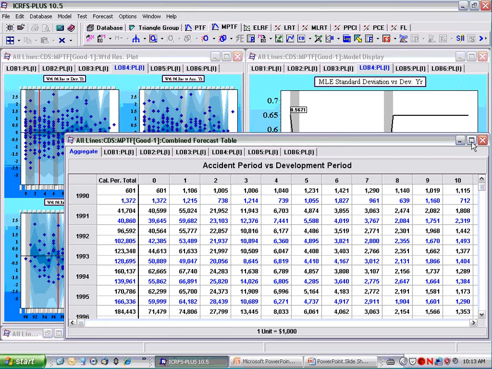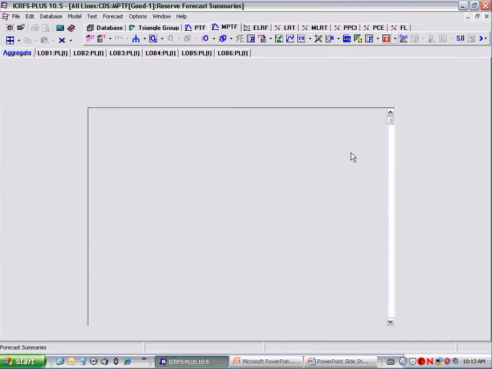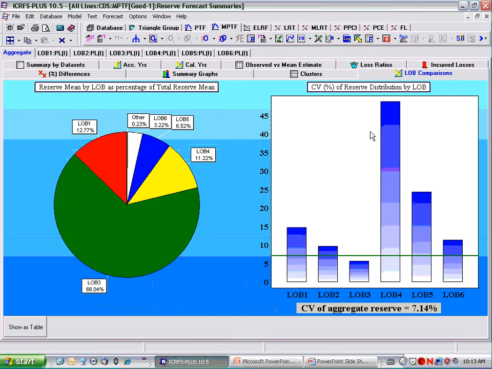And you'll see that if we go to the forecast summary and look at LOB comparisons, something that we did with Berkshire Hathaway in the previous study, you'll see that LOB4's got a huge CV, close to 50%. And LOB4 is also 11.22% in terms of mean reserves to the total reserves. So it's 11.22% of the total reserves. Whereas the CV of the aggregate is 17.14%.